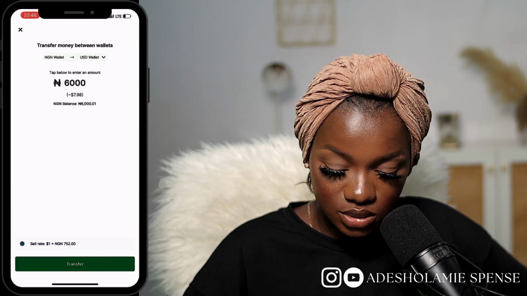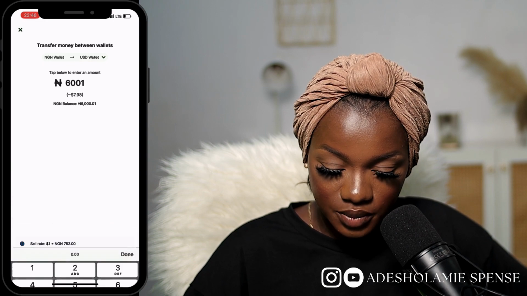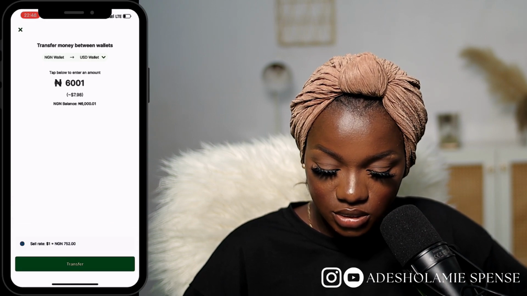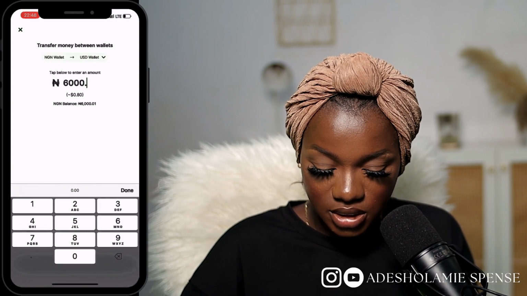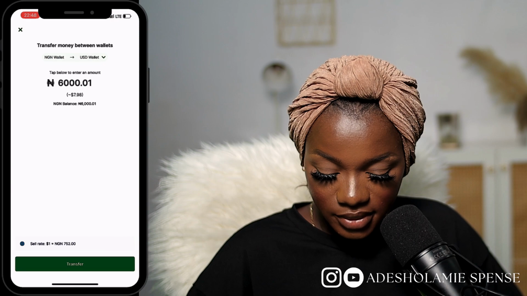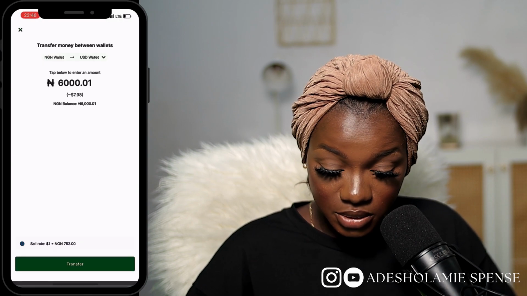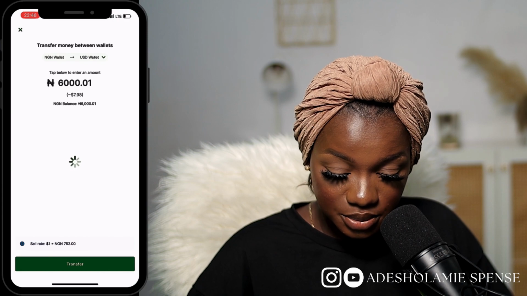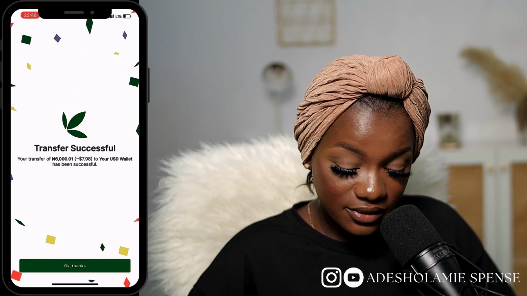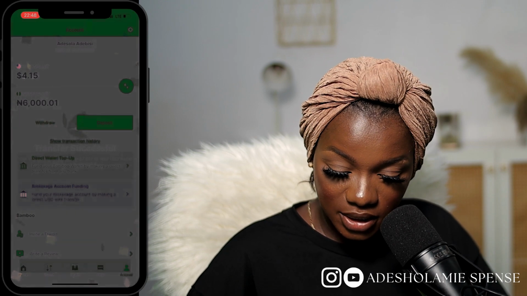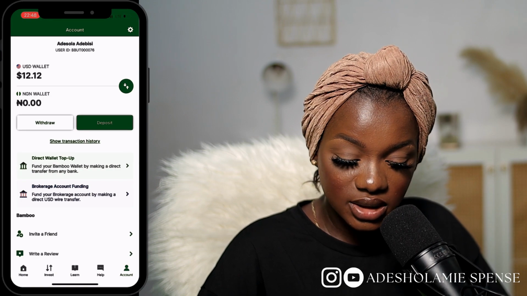Okay, 6,000.01. Transfer. Enter your pin. I'm not sure I remember my pin, but hopefully that is it. Oops. So that's $7.98 to my USD wallet, and it makes a total of $12.12.